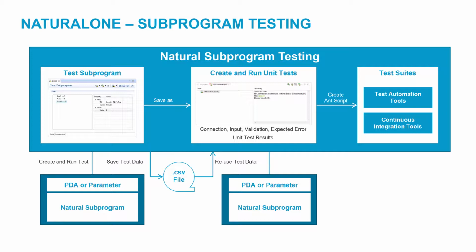There are three main steps in this process. Firstly, we'll need to create a recording of example calls to a subprogram and save it as a basic unit test. Finally, we create an external unit test that can use the recorded data as input.